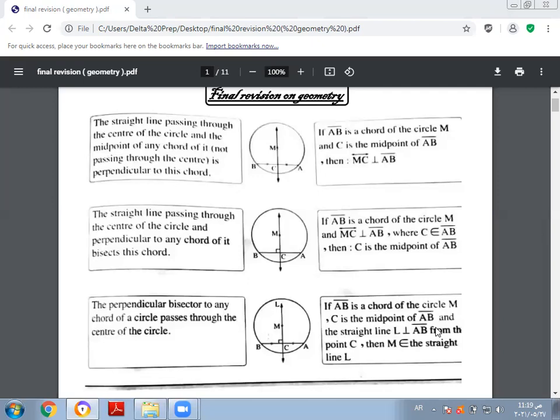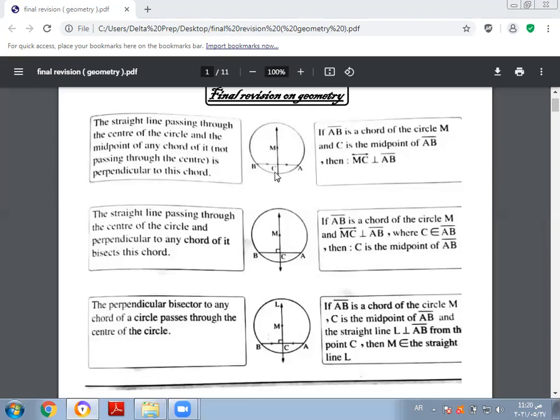First of all, if a straight line passes through the center of the circle and the midpoint of any chord of it, it is perpendicular to this chord. This means that if AB is a chord of the circle M and C is the midpoint of AB, then MC is perpendicular on AB.